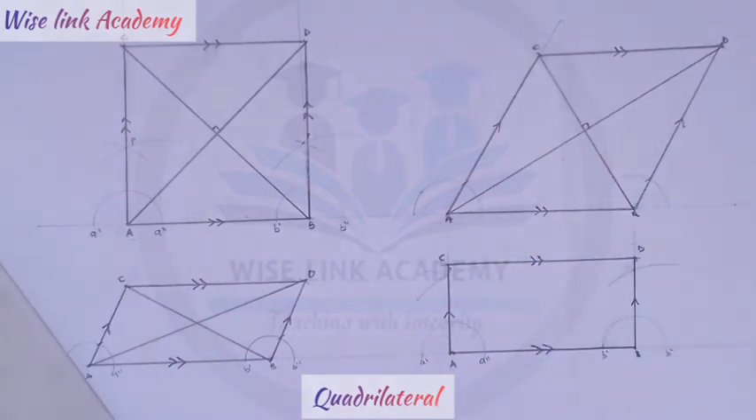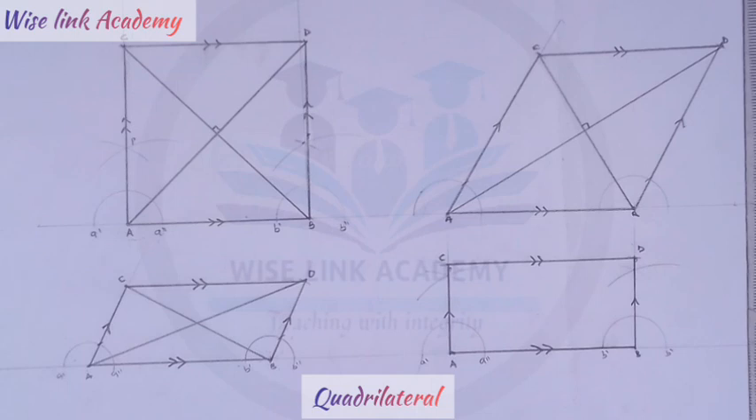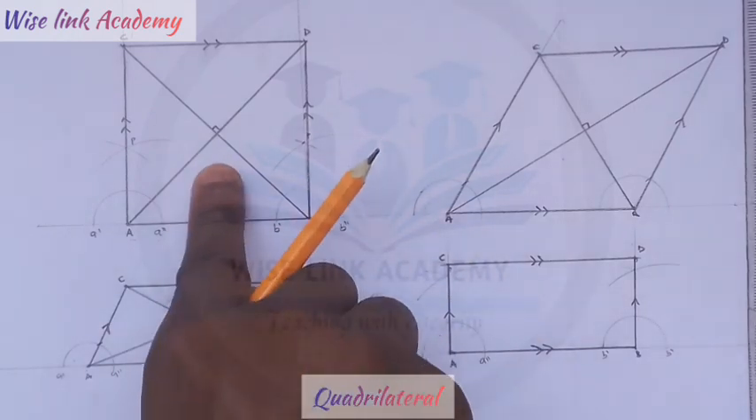So we also have a trapezium, right? But for today we're going to be discussing these 4: parallelogram, rectangle, square, and rhombus.